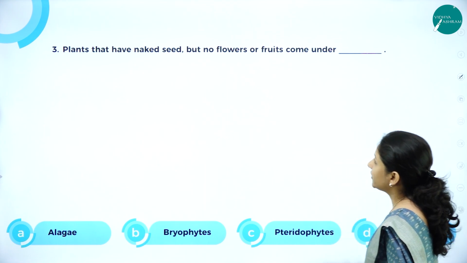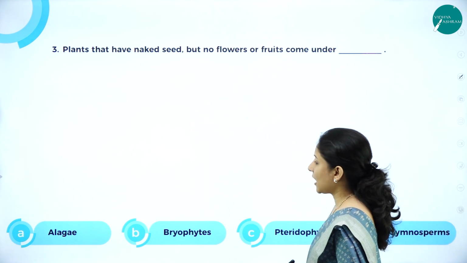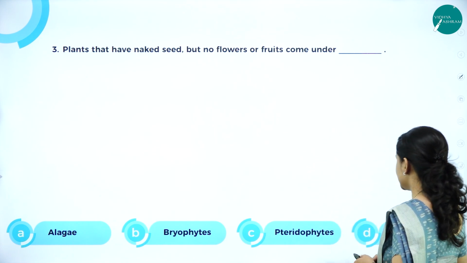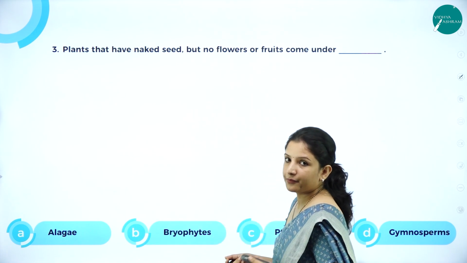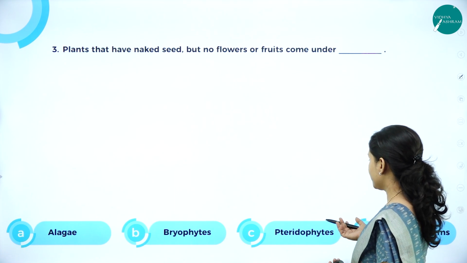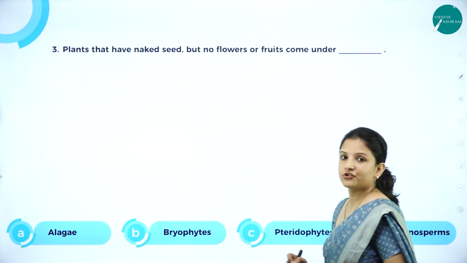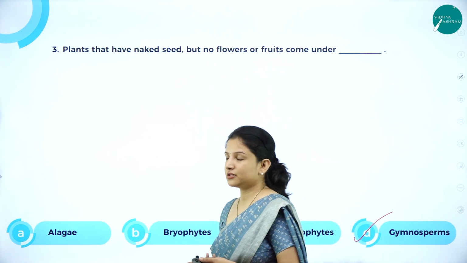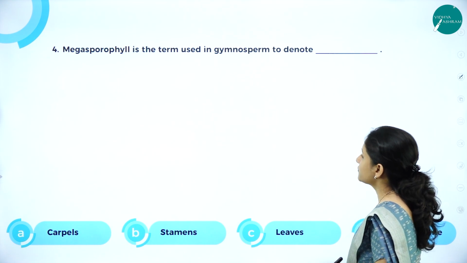Next, plants that have naked seeds but no flowers or fruits, they come under, is it algae, bryophytes, pteridophytes or gymnosperms? No, algae, because they don't produce seeds at all, they produce spores, and bryophytes also don't produce seeds, and pteridophytes neither produce seeds. Therefore, the right answer here is gymnosperms. So, gymnosperms produce seeds.